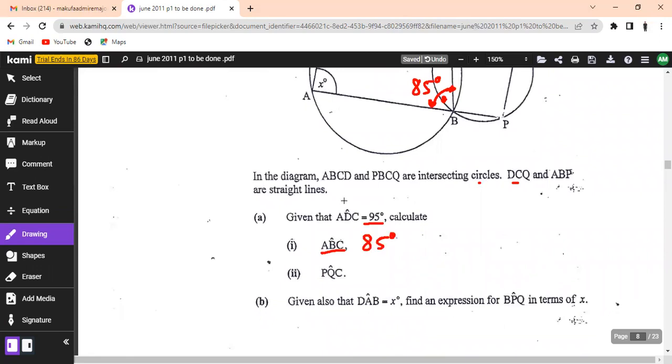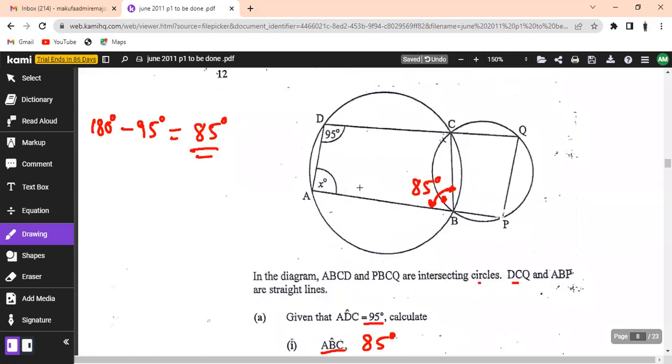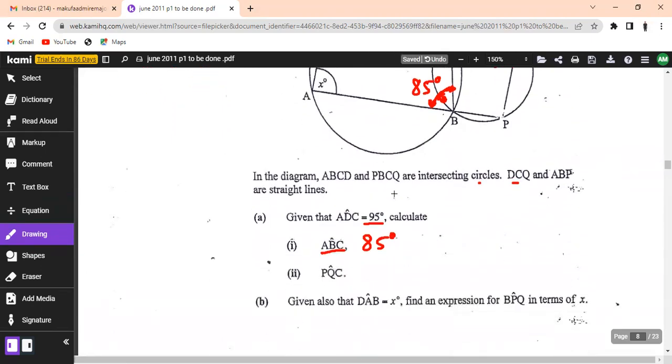All right, let's move on to PQC, P to Q to C, which is this angle here. From this side, you're going to take note from this circle that we have got here, 85 and this angle, they are equal. Why? This is the exterior angle, which is equal to the opposite interior angle. Exterior angle of a cyclic quad is equal to the opposite interior. So that means that angle is going to be 85 degrees. So this is 85 degrees there.